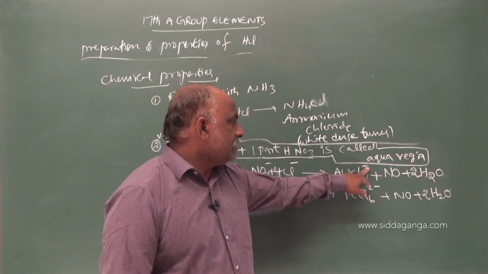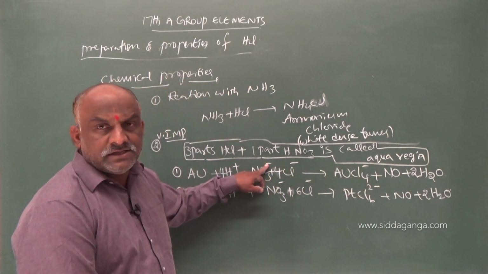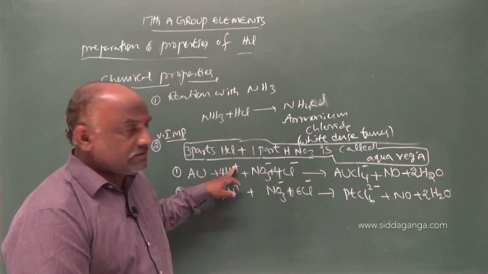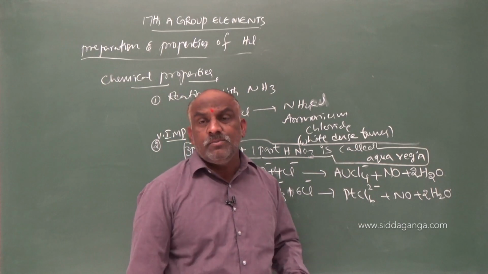Right side one negative charge is there, left side one negative charge, they get cancelled, zero. Here 4 minus will be there, here 4 plus will be there, they get cancelled. So the charges are totally balanced.